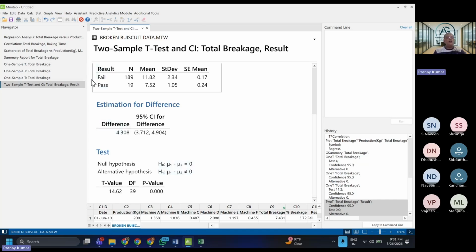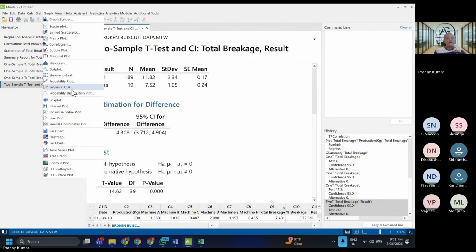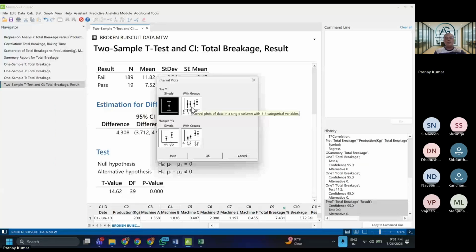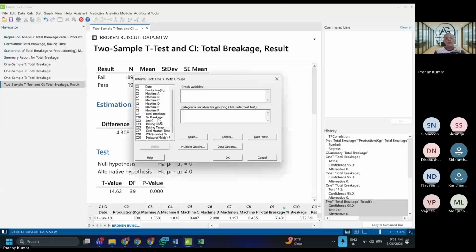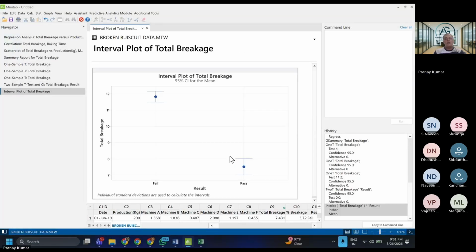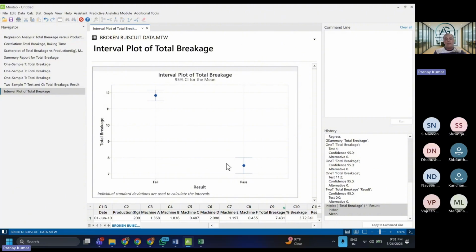If you want to see it graphically, I will draw interval plot. With ANOVA, you draw interval plot. With group, Y total breakage versus result. When I have deployed 10th pass machine operators, my breakage is much lower than when these people are not 10th pass. Everyone with me? Yes, sir.